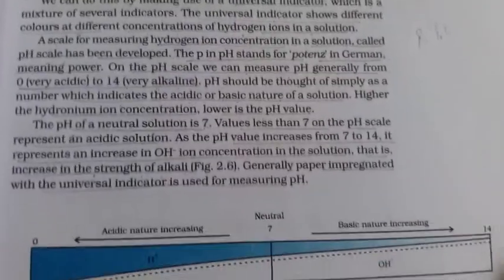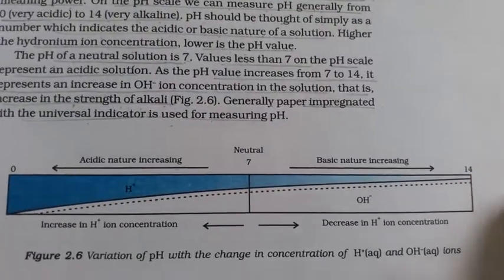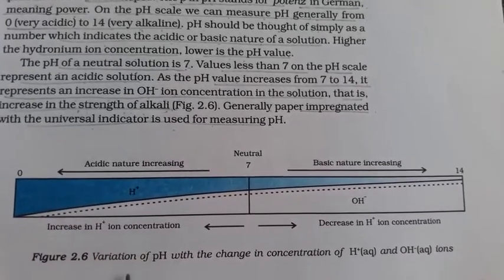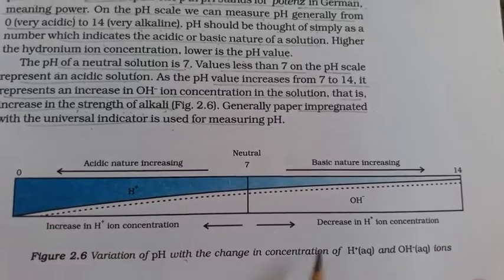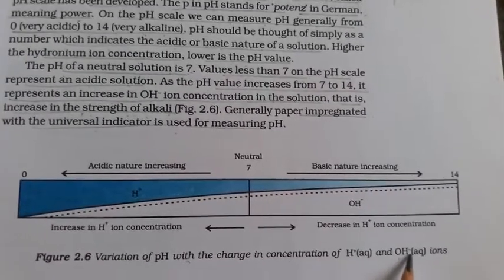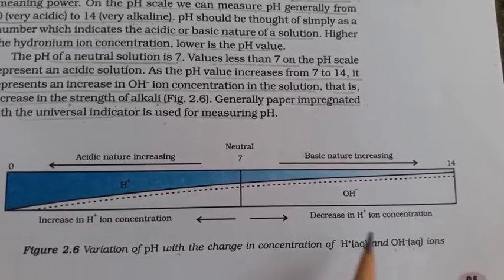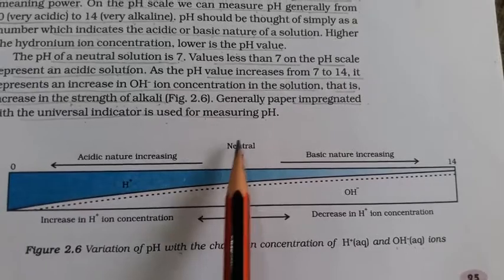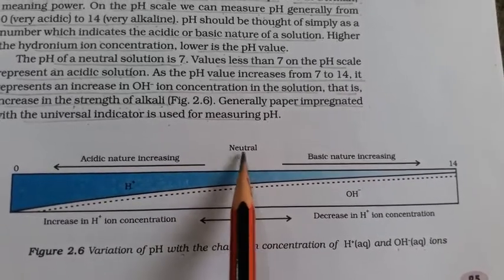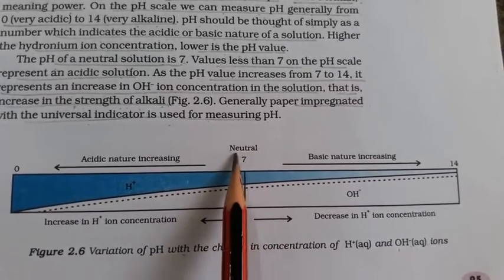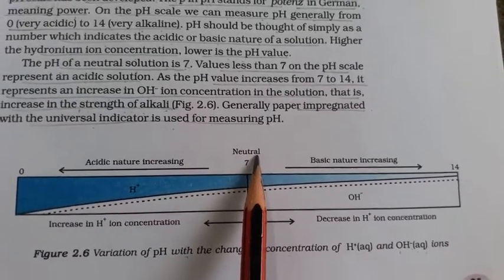So you can see here the figure shows the variation of pH with change in concentration of H positive ions and OH negative ions in aqueous form. This is neutral. When any solution shows the number 7, that means your solution is neutral, that is, neither acidic nor basic.